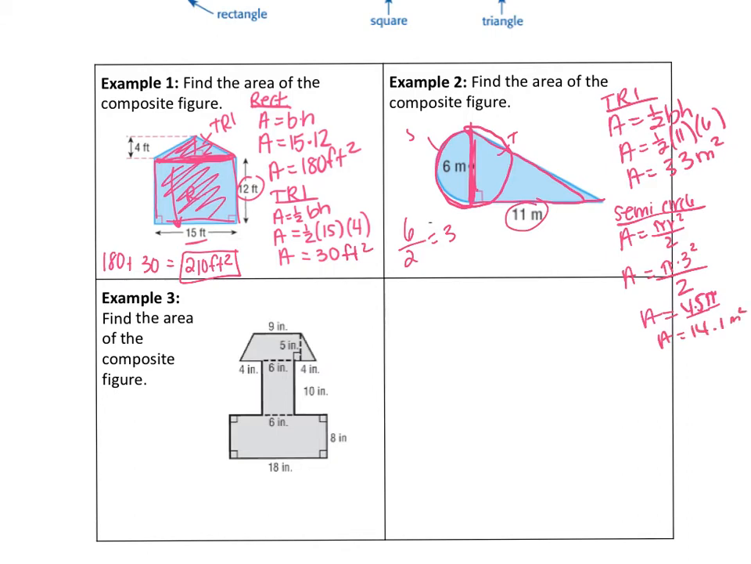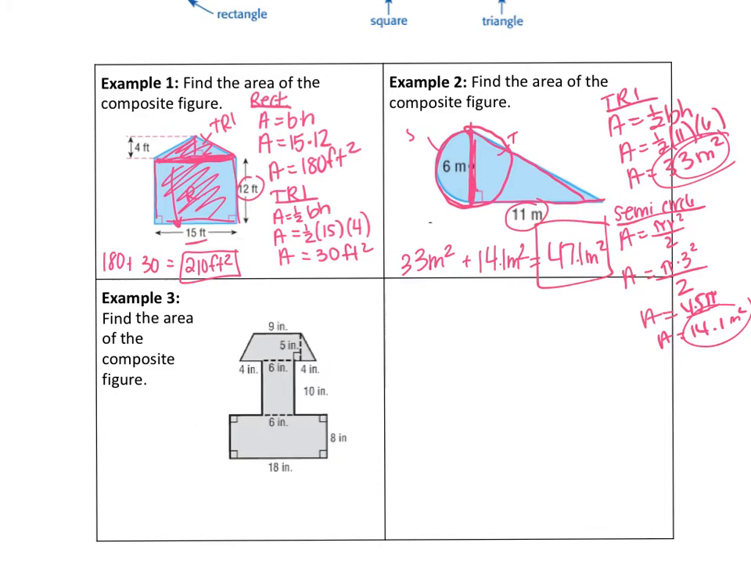All right, let me erase this. And then again, the last step is to add the two together. So we have 33 meters squared plus 14.1 meters squared, and that gives us 47.1 meters squared as our final answer.